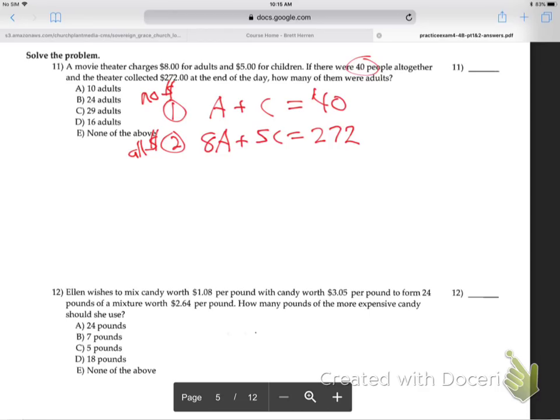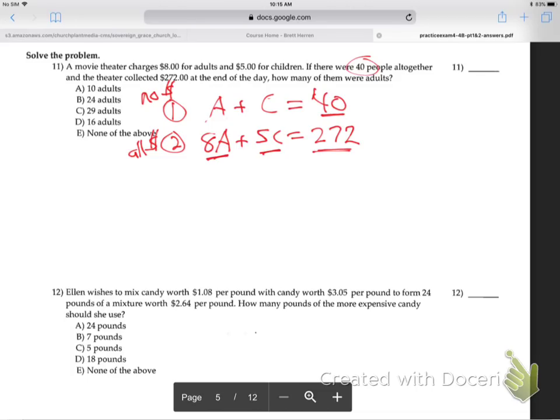So I have one equation, the top one, that has no money in it. It's just adults plus children, 40 people altogether. The second one has the money, $8 for each adult, $5 for each child, $272 total. Okay, so how do we solve now these two equations?